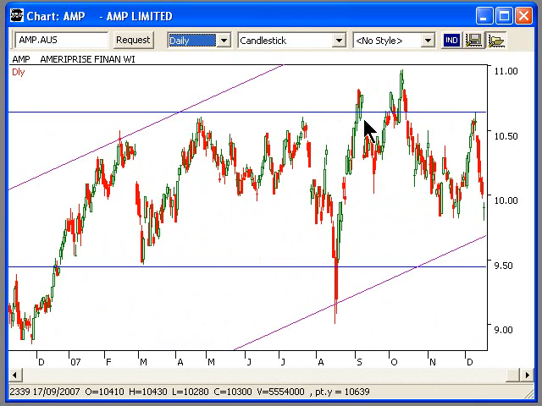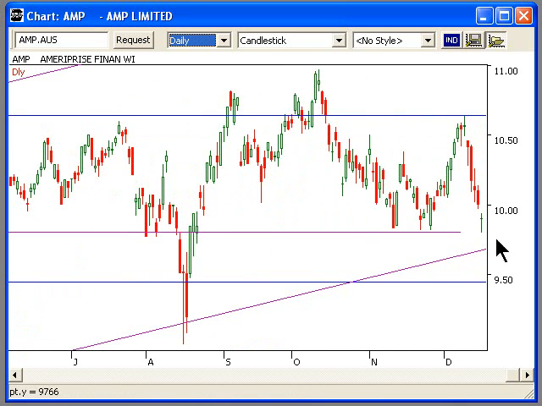We can see quite clearly that we have pretty good support around this mark here, probably around the $10, or the $9.70, $9.80 mark, somewhere around there. You can see today's candle, this little cross here, which is a doji. You can see it came down and actually bounced off this trend line here.